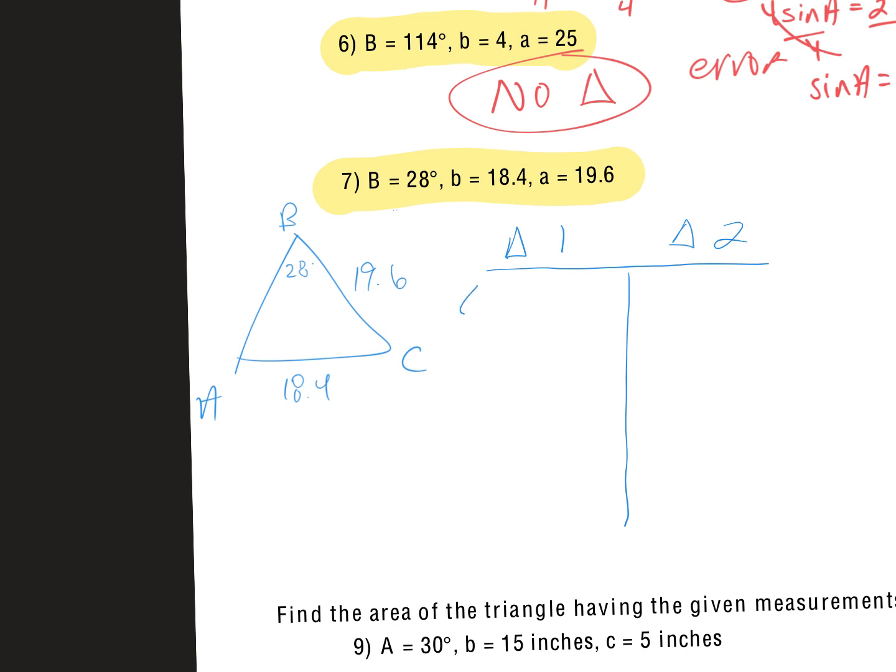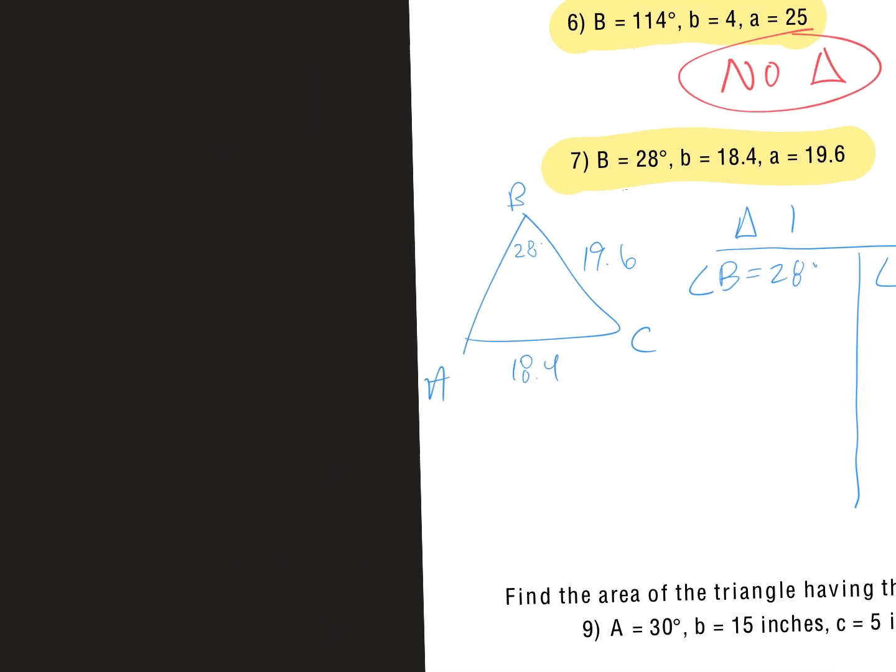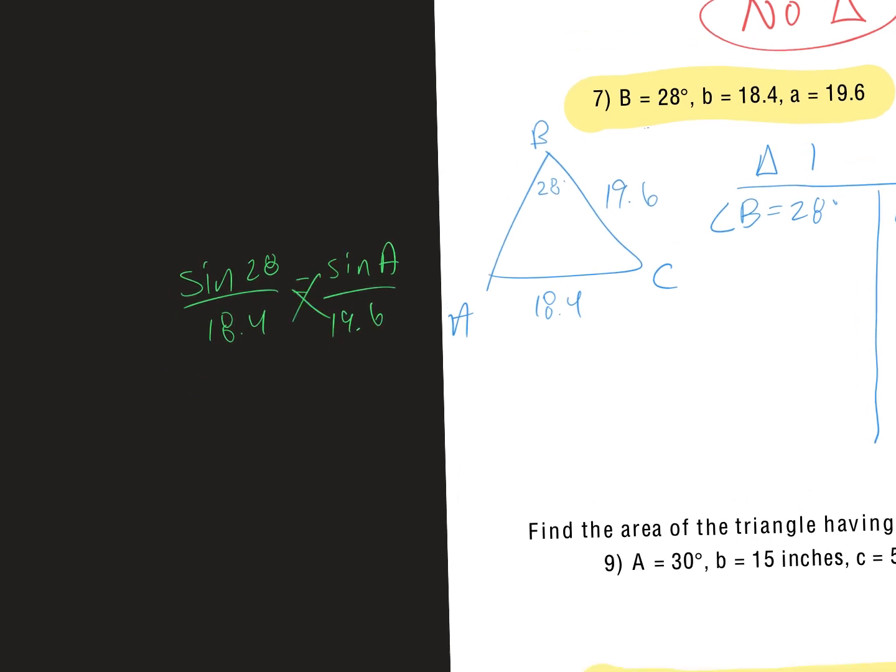So I know that the given angle in triangle 1 is B, and it's 28 degrees. If there's a second triangle, angle B in triangle 2 will be 28 degrees. So let's use our law of sines. So we have sine 28 over 18.4 equals sine of A over 19.6. Why am I using A? You don't know anything else about any other piece of the triangle.